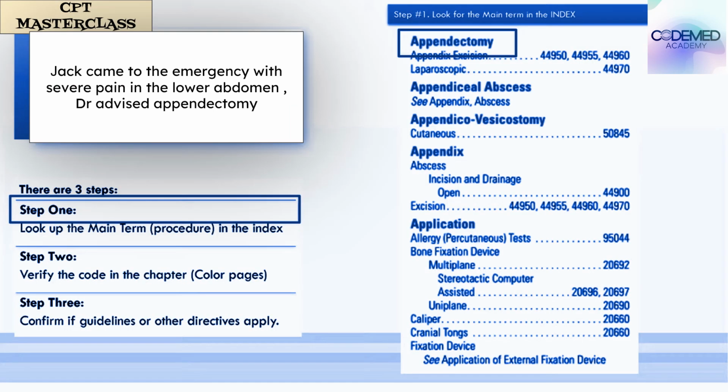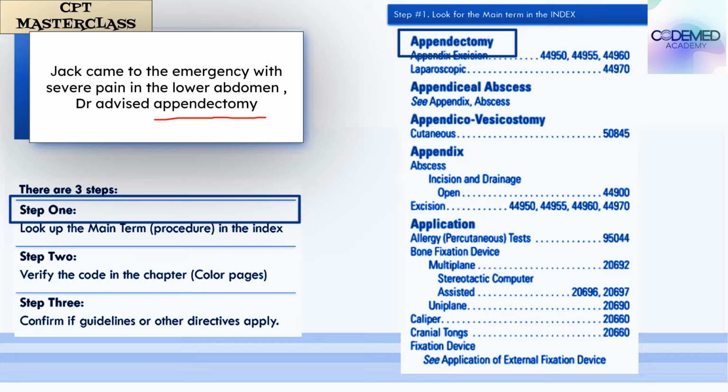Jack came to the emergency room with severe pain in the lower abdomen. The doctor advised appendectomy. So what is our first step? Look up the main term in the index. What is my main term here? What has happened to the patient, or what procedure did the patient undergo? He underwent appendectomy. Pick up that main term and come to the index.